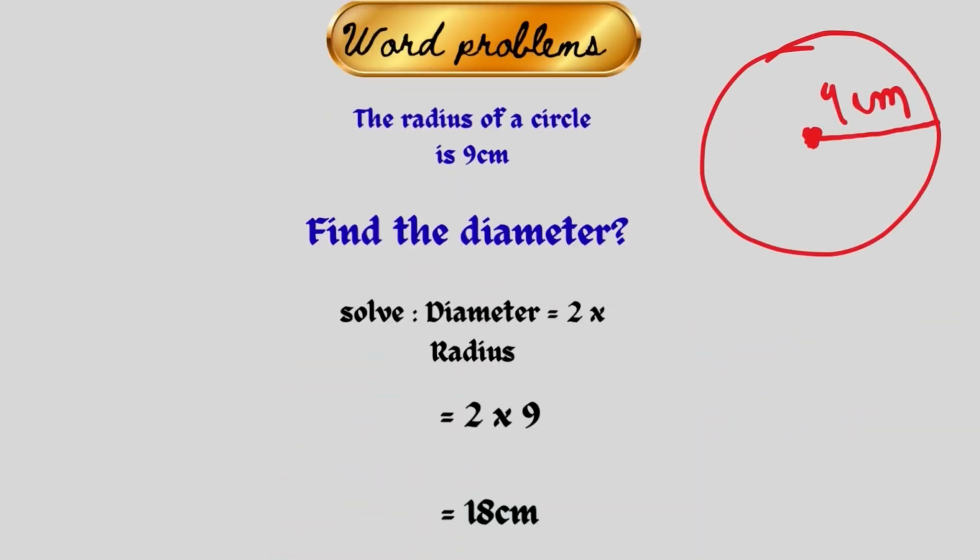Let's see the word problem here. The radius of a circle is given as 9 centimeters. We have to find the diameter. So what is the diameter? Diameter is always twice the radius, and the radius given here is 9 centimeters. So twice of 9 is 2 multiplied by 9. That gives us 18 centimeters.